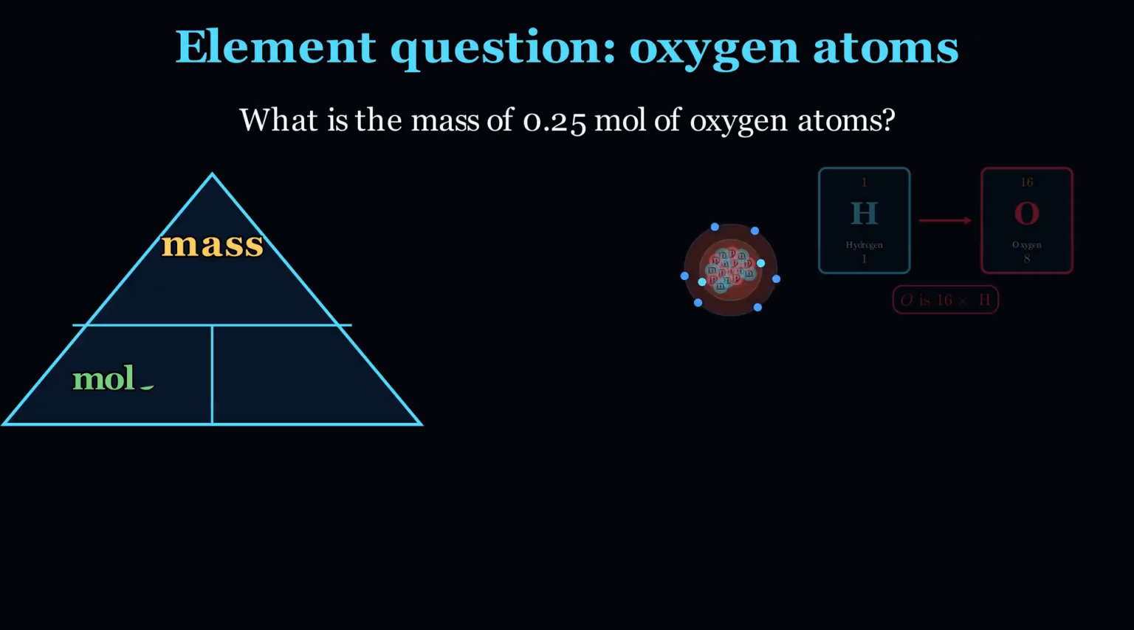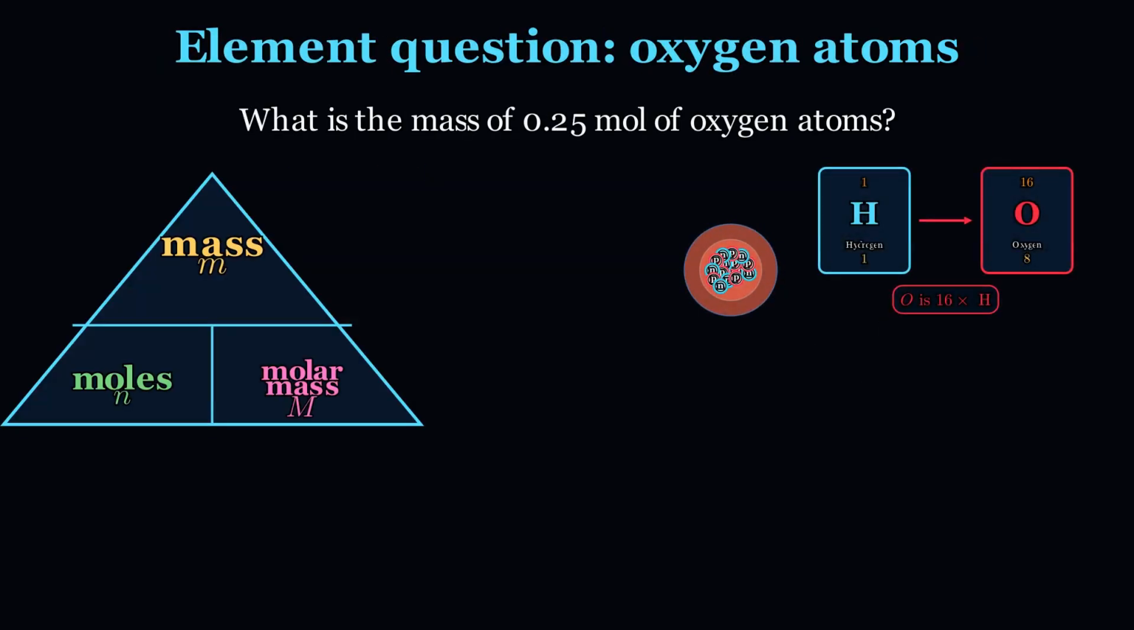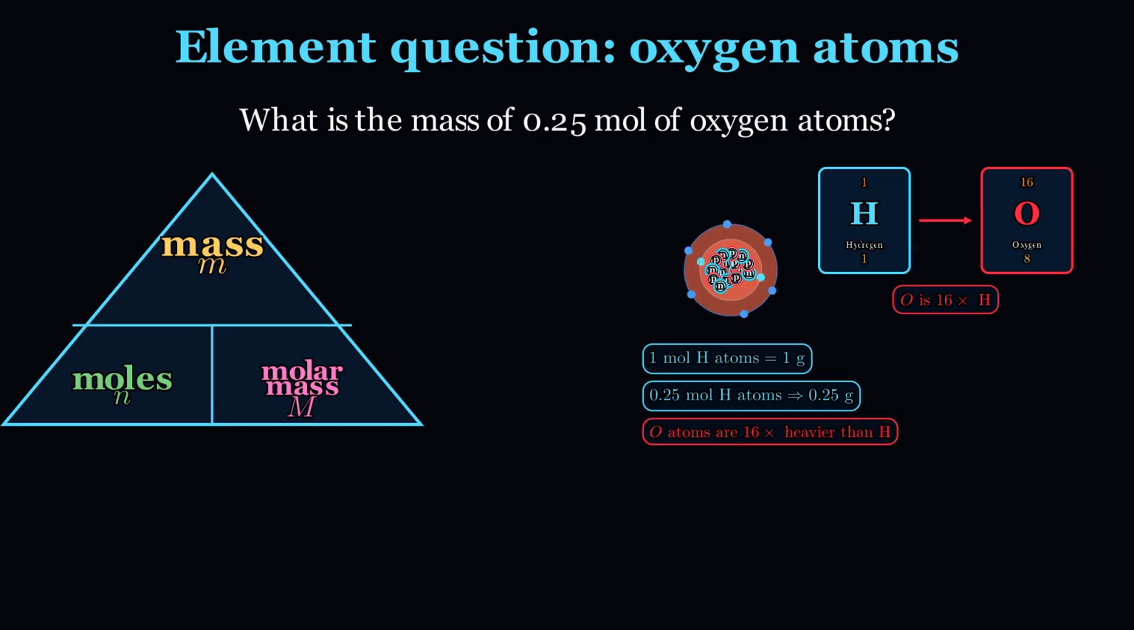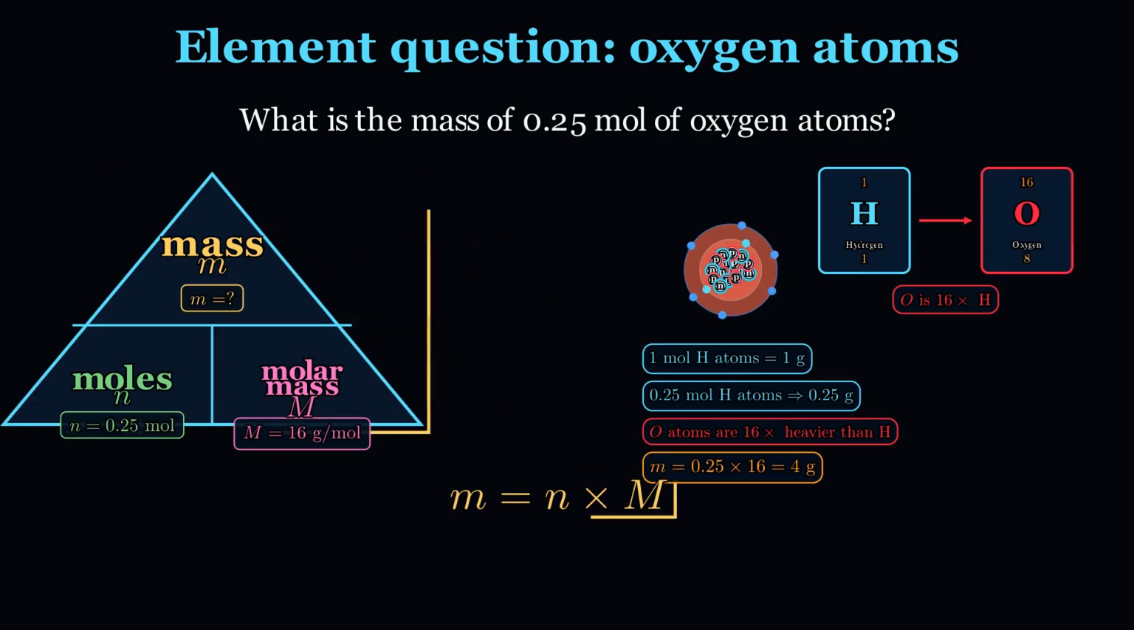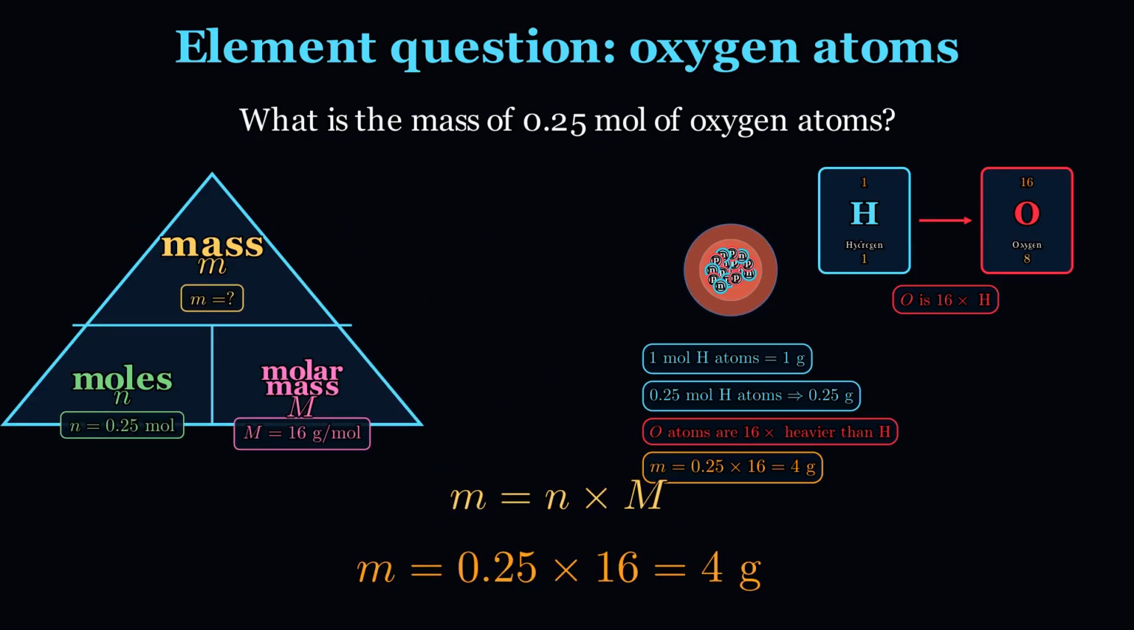Now try oxygen. What is the mass of 0.25 moles of oxygen atoms? Start with hydrogen first. 0.25 moles of hydrogen atoms would have a mass of 0.25 grams, but oxygen atoms are 16 times heavier than hydrogen atoms. So we multiply by 16. 0.25 multiplied by 16 is 4. Using the triangle, mass equals moles multiplied by molar mass. Mass equals 0.25 multiplied by 16. So the mass is 4 grams.